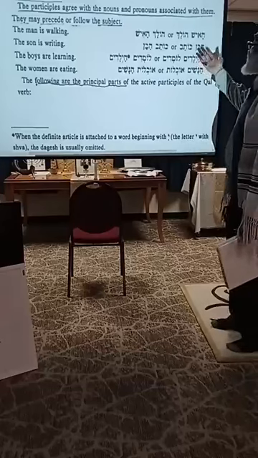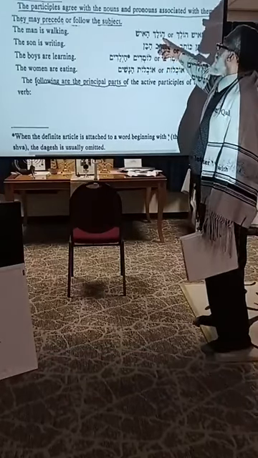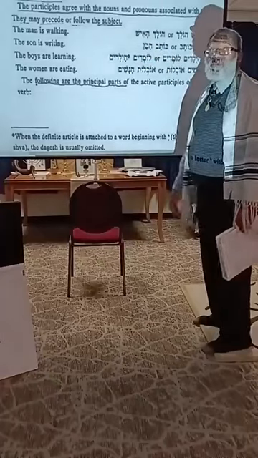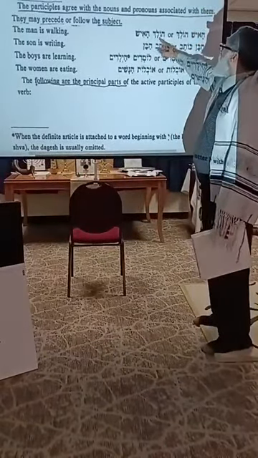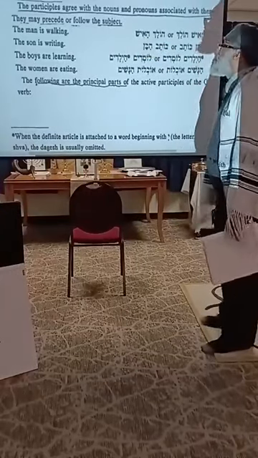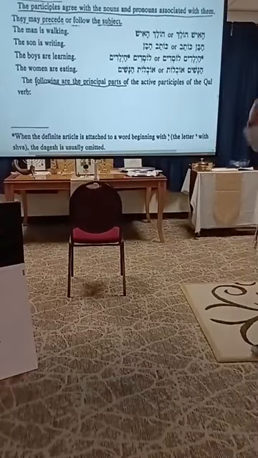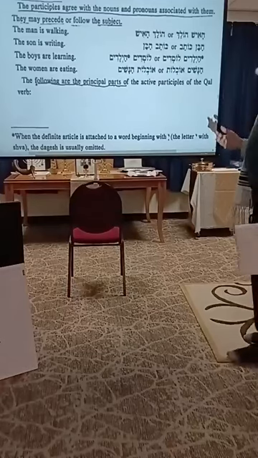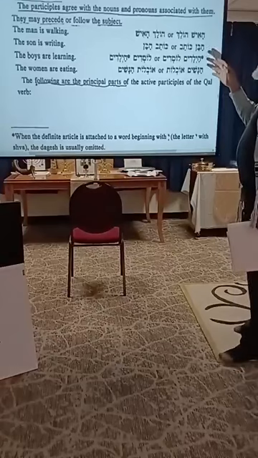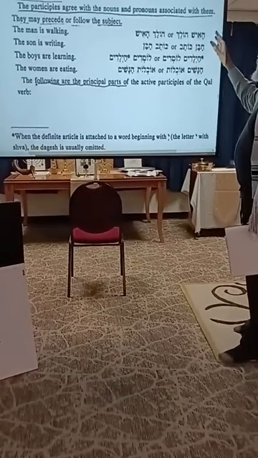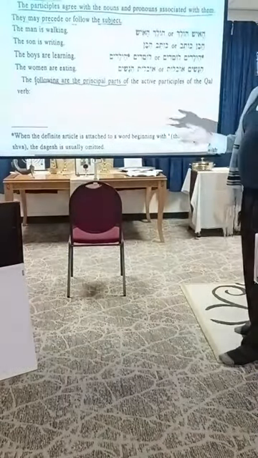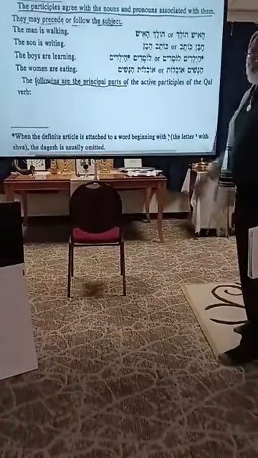But also it can be written where you have the word walking in front of the noun. In this instance, holek, which means walking, ha-ish, the man, means walking the man. That's the same thing as the man is walking. So you can have the participle placed after the noun or before the noun. Either way, it can be expressed like this or like that.